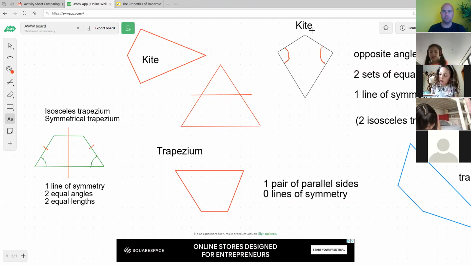Really good. What I'm going to do is on Showbie, I'm going to put up an activity sheet comparing quadrilaterals. I just want you to write as many of the facts as you can down relating to this shape. Understood?